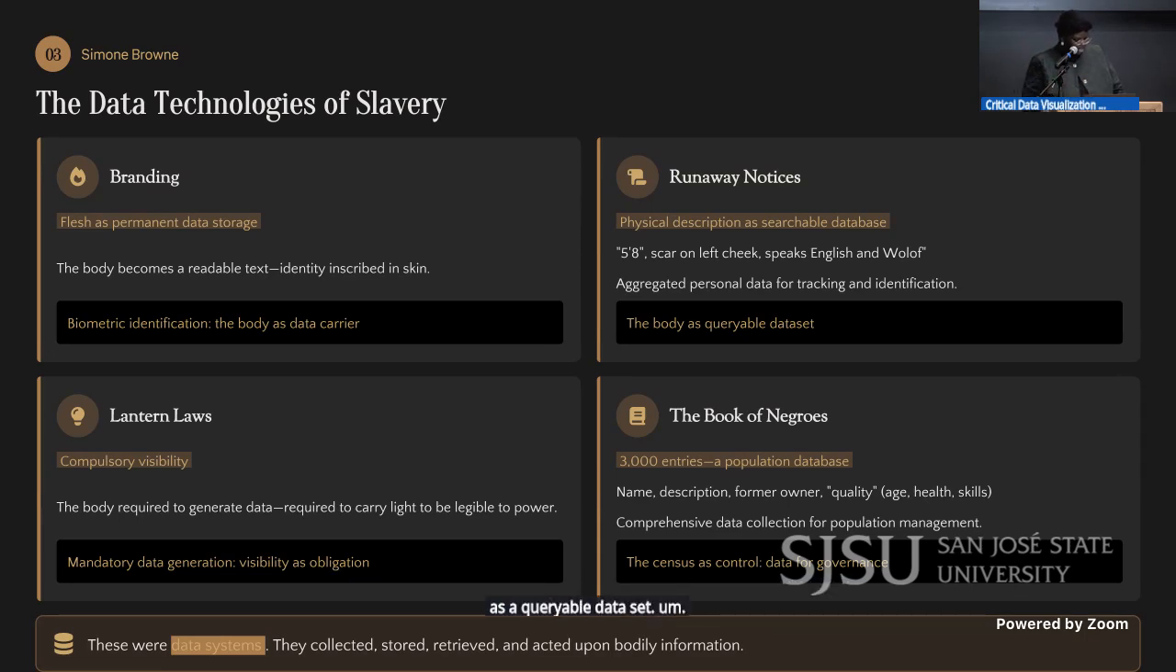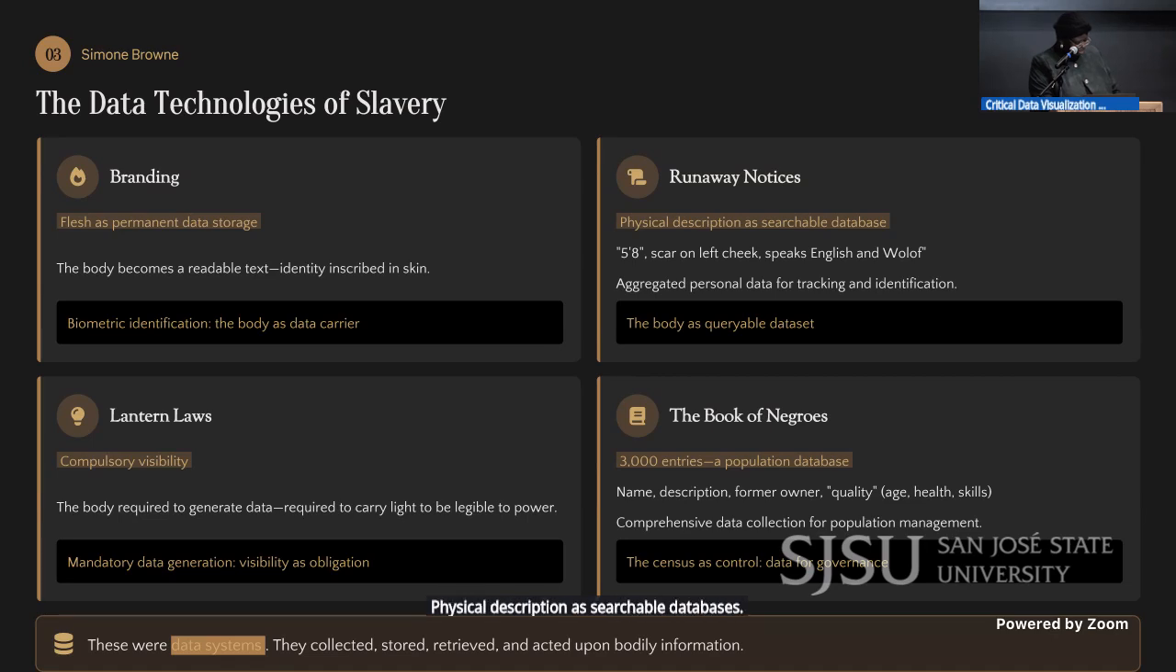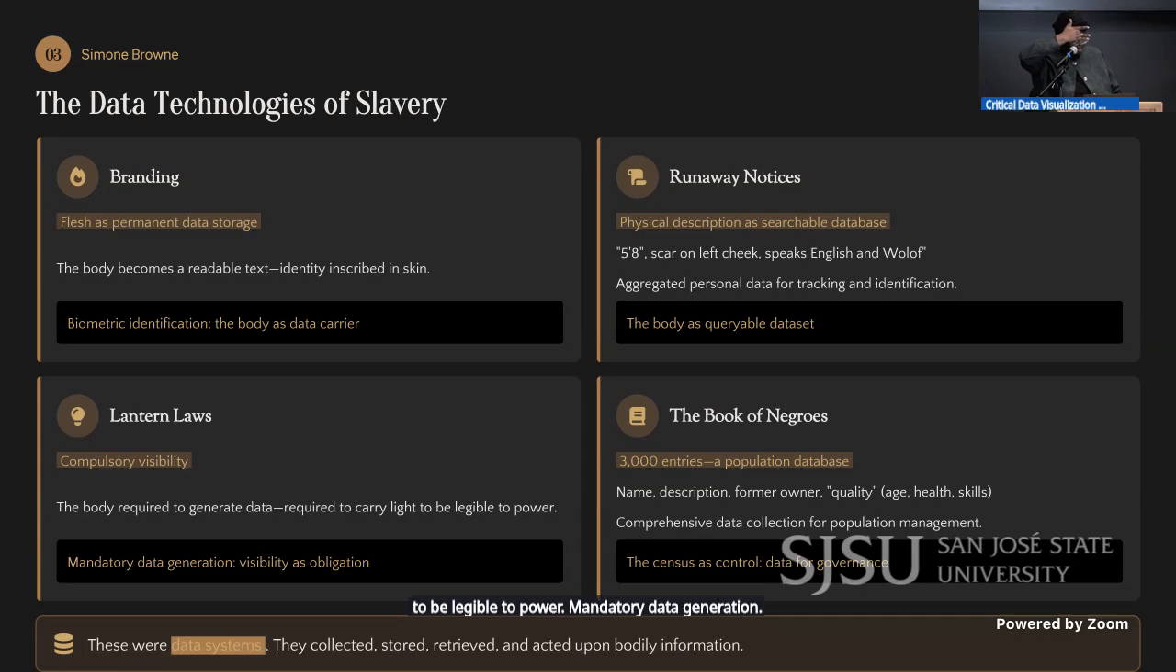Lantern laws, which she talks about in her first two chapters. Lantern laws required the body to generate data, to carry light to be legible to power. Mandatory data generation, visibility as obligation.